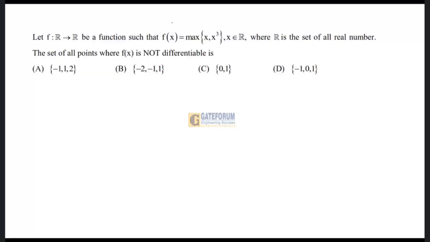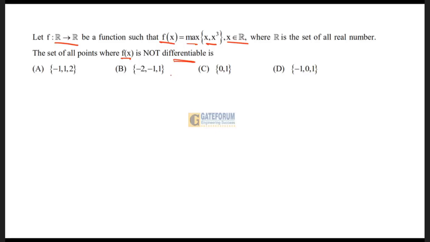The following question was asked from the concept of function and it was asked for 1 mark. The question is as follows. Let f from real numbers to real numbers be a function defined as f(x) = max of x and x cube, where x belongs to the set of real numbers, and find the set of all points where f(x) is not differentiable.